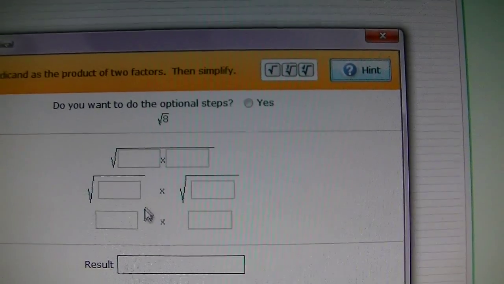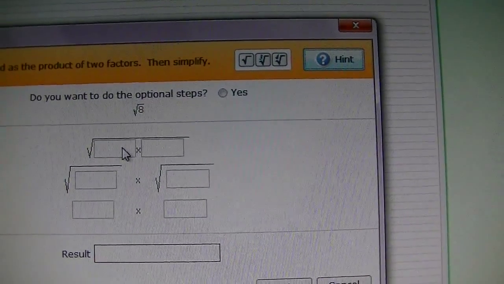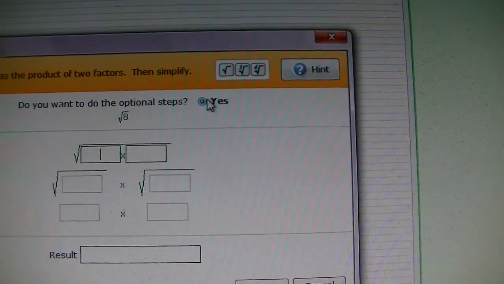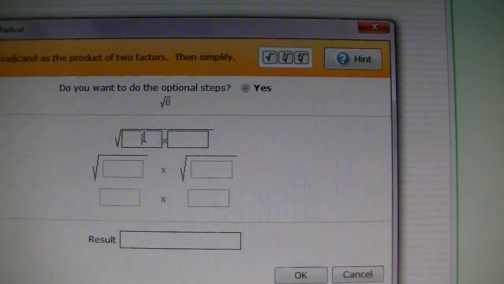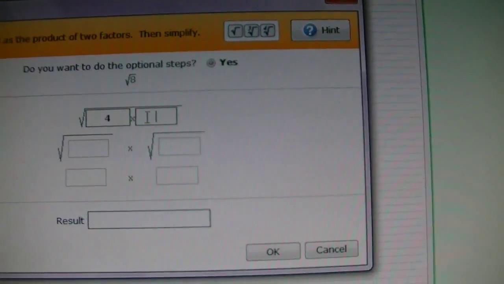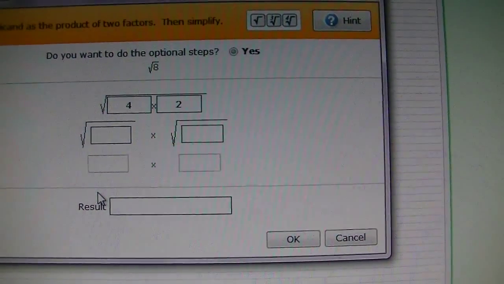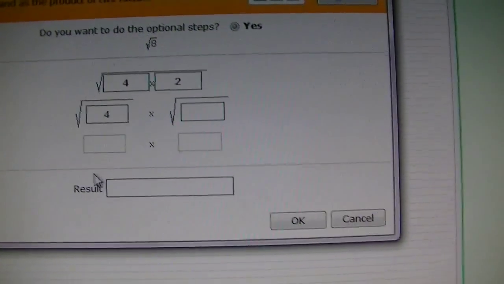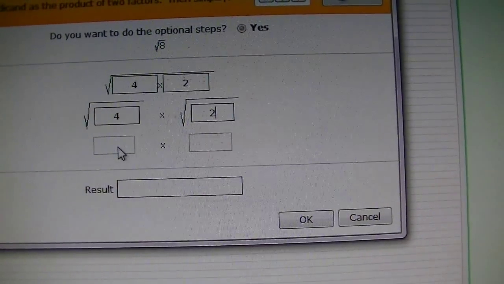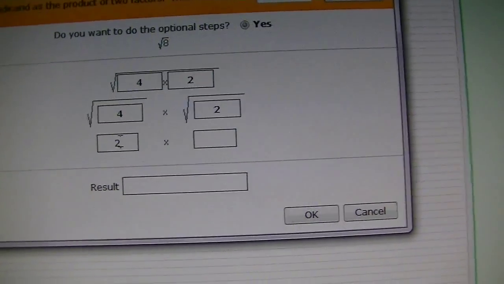Okay, so in my head I'm thinking, what are the factors of 8? I need to choose the optional steps, or you could skip it if you know it already. So factors of 8 are 4 and 2. I'm going to write those in, and then that splits them, so just write in 4 and 2 again. And now the square root of 4 is 2. So I can write that as a 2.